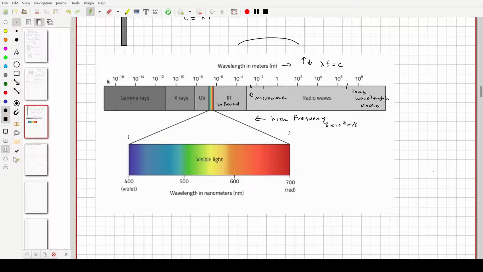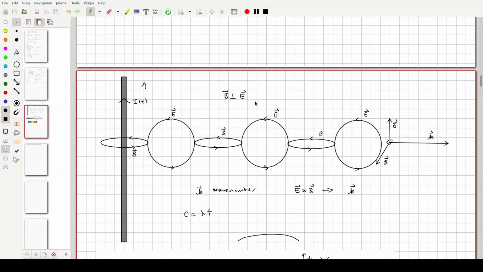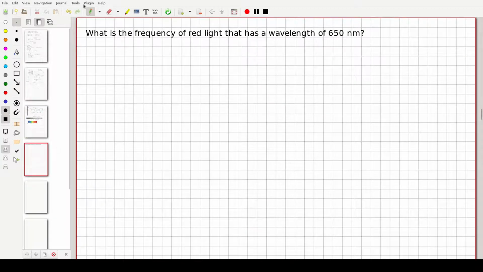The shorter the wavelength, the smaller the wavelength, the more frequently you're going to see the peaks. Okay? Now, just as a simple example, what's the frequency of red light that has a wavelength of 650 nanometers?